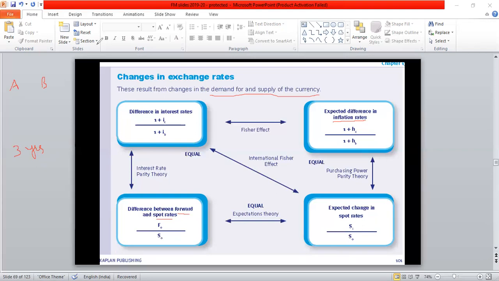What did I write? 3 years. I meant it to be 3 months. I wrote 10 years. After 3 months, whatever is the prevailing rate as on that particular date is the spot rate, versus the rate they have entered into the agreement as a forward rate.